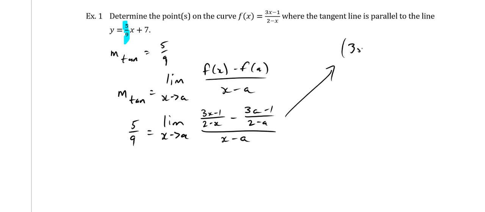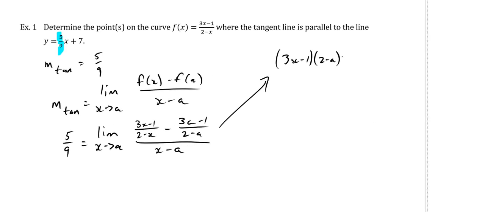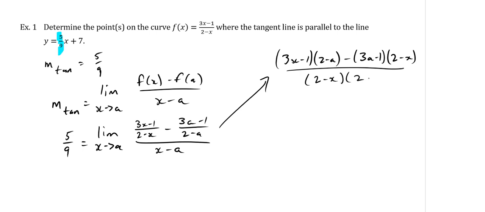It's going to be 3x minus 1 times 2 minus a, minus 3a minus 1 times 2 minus x. So I multiplied this one by that and this one by that kind of thing, right? So then all over 2 minus x, 2 minus a. It's my common denominator. And I'm not going to worry about the all over x minus a. I'm just doing the top. Okay, I'm just simplifying this part right now.